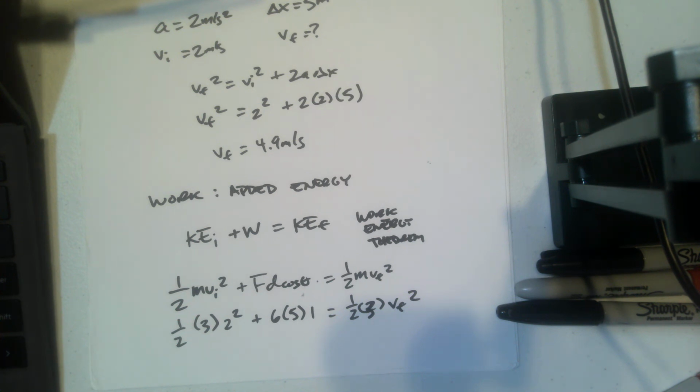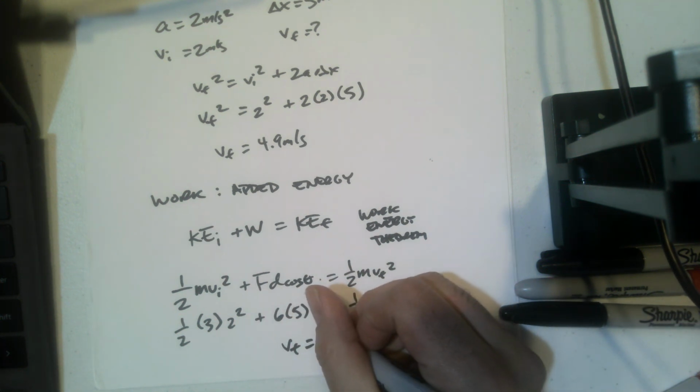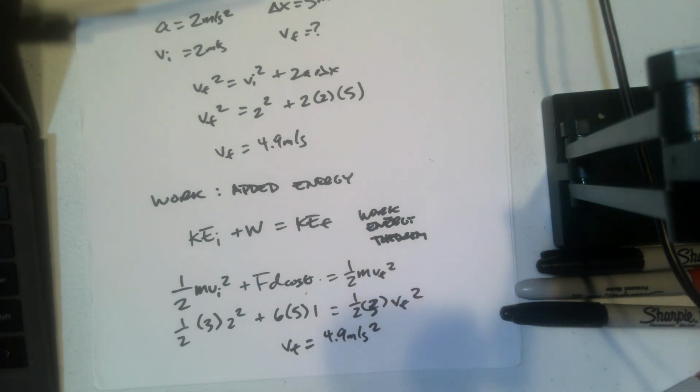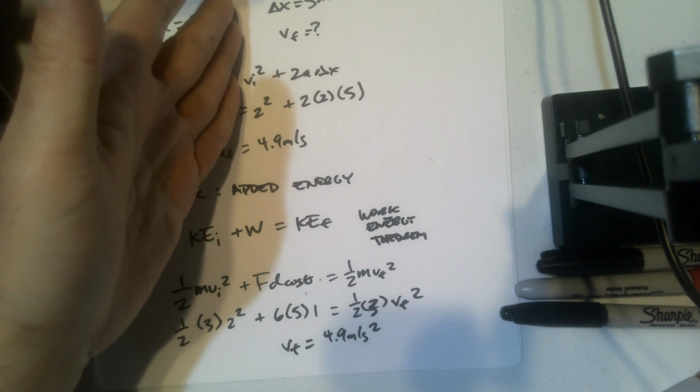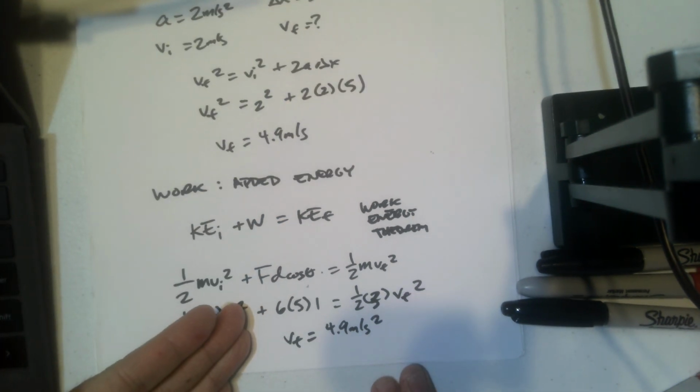We can run through the numbers here, see how it works. So putting in these numbers, 1/2 times 3 times 2 squared plus 6 times 5 equals 1/2 times 3 times an unknown squared. And what do I get? When I solve for vf, I get the exact same answer, 4.9 meters per second. So we can figure out how fast it's going the old-fashioned way, like we did up here, or we could do it from an energy perspective like we've done down here.